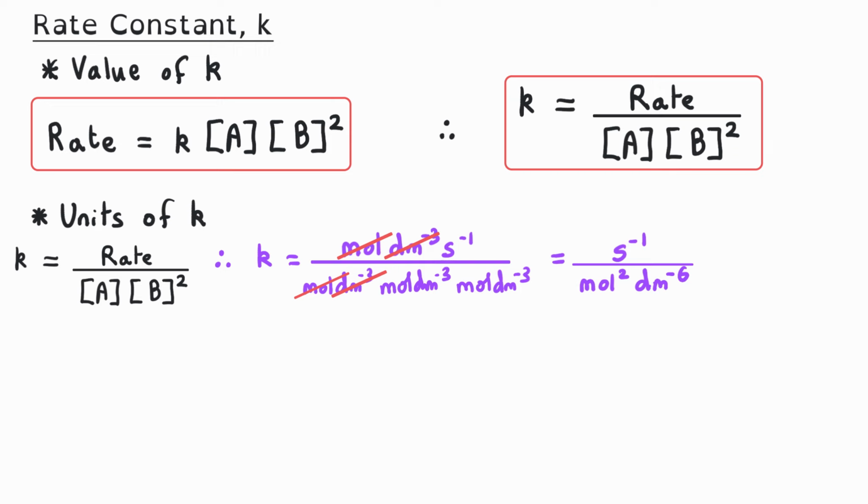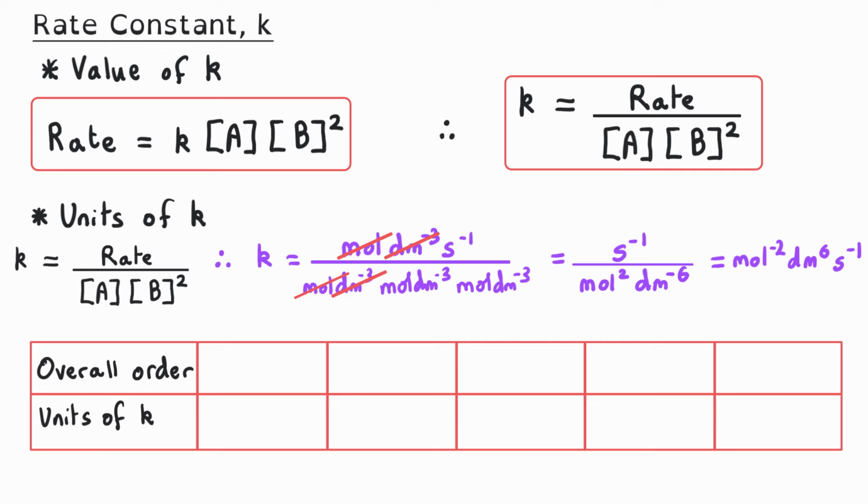And we need our units to be all present on one line, so we need to bring mole squared up to the top, and that changes the power from positive to negative, and dm minus 6 comes up to the top and becomes dm6. And so the units for this rate constant for this third order overall reaction is mole minus 2 dm6 seconds to the minus 1.